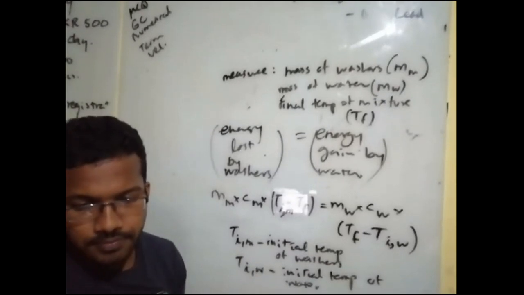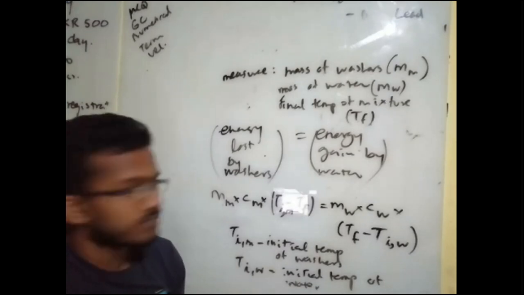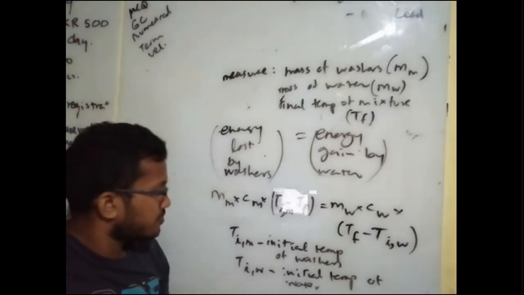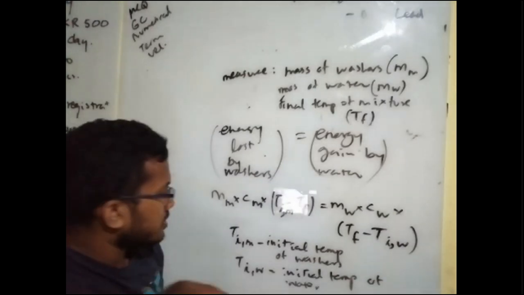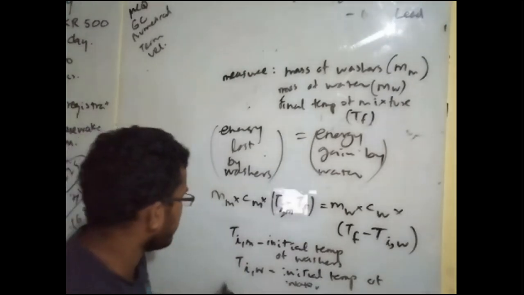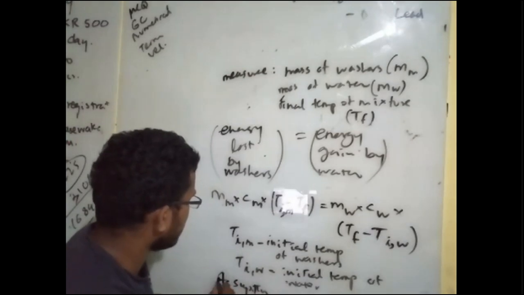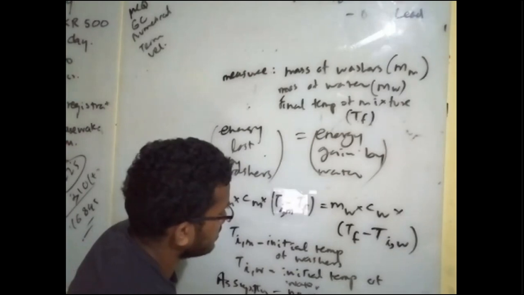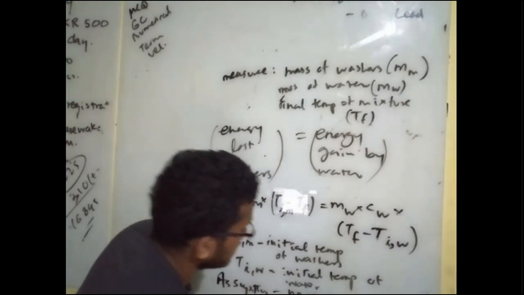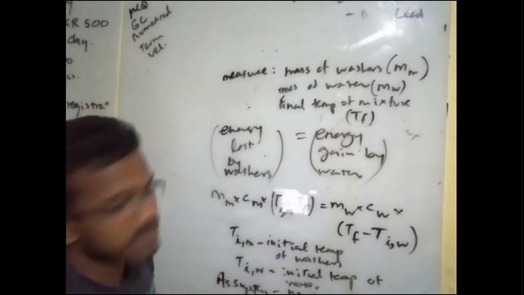Then assumptions. That's our assumption, that the energy lost by the washer is the energy gained by the water. I would make it explicitly clear to the examiner that I know there is no energy loss to surroundings. They love that sentence. No loss to surroundings.